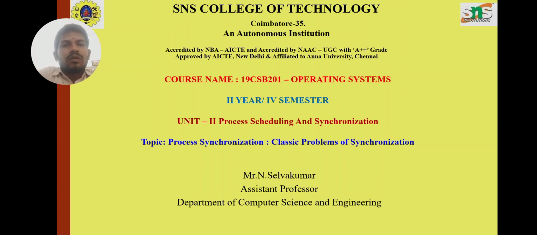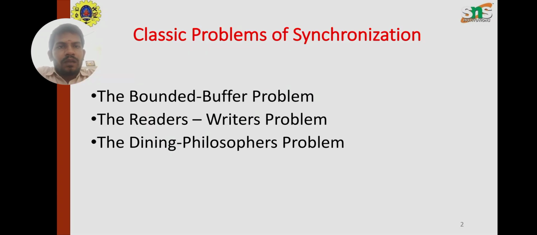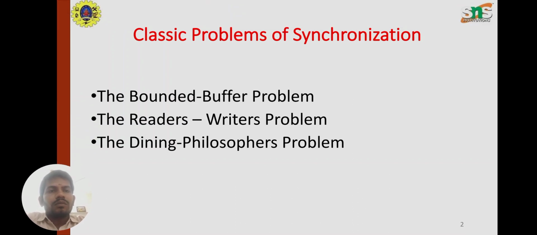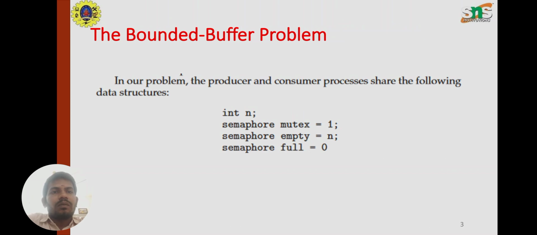Now I am going to talk about process synchronization in operating systems and the classic problems of synchronization. What are the classic problems of synchronization? In the classical problems of synchronization we have three types: the bounded buffer problem, the readers and writers problem, and the dining philosophers problem. First, the bounded buffer problem.